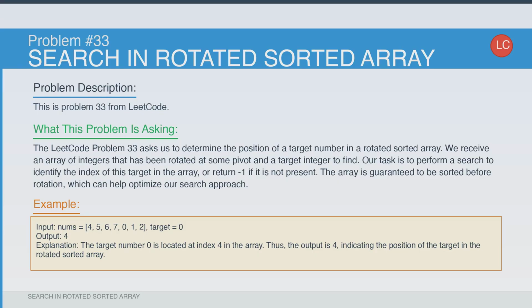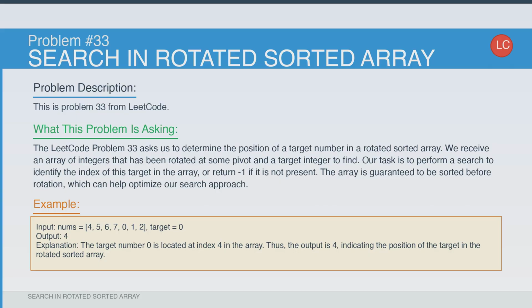We will delve into LeetCode problem 33, which presents us with the intriguing challenge of searching for a target number within a rotated sorted array. Imagine, if you will, an array of integers that has been meticulously sorted only to be rotated around a certain pivot point. Our objective is to locate the index of a specified target integer within this altered array. Should the target be absent, we are to return -1, signaling its non-existence.